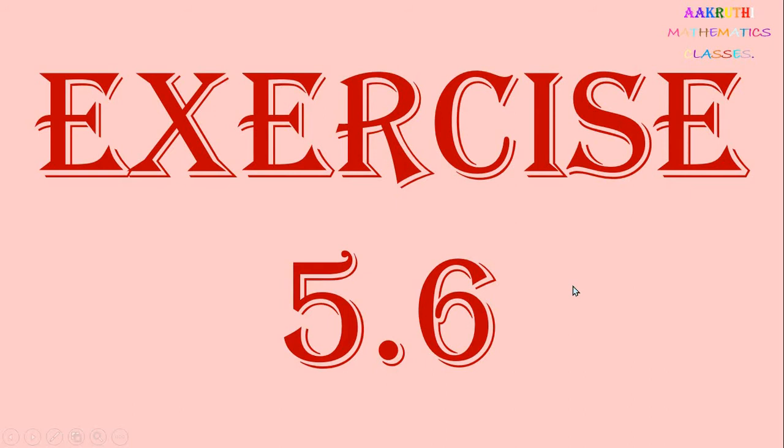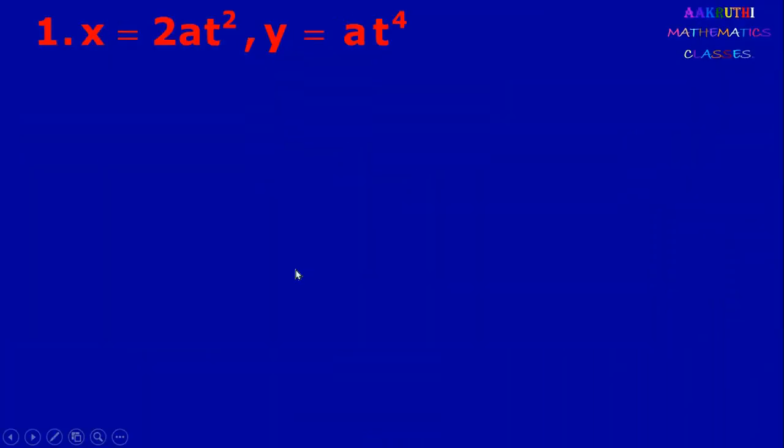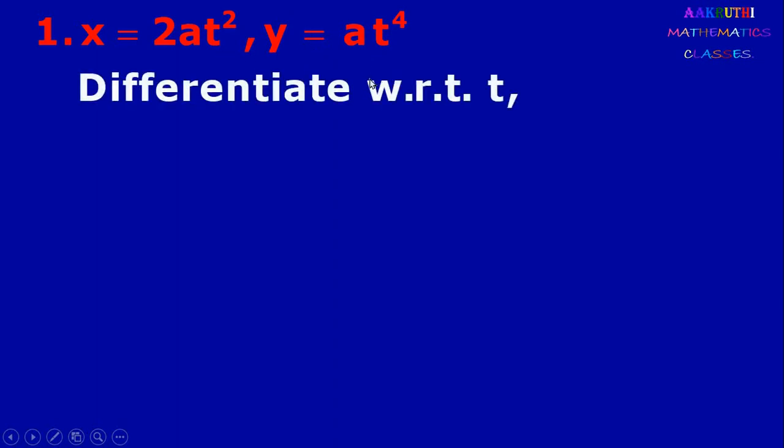Next we consider problems from exercise 5.6. Questions are to find dy by dx. First question, x equal to 2a t square and y equal to a t to the power 4. Here x and y are expressed in terms of t. So therefore the parameter is t. You have to differentiate with respect to t.